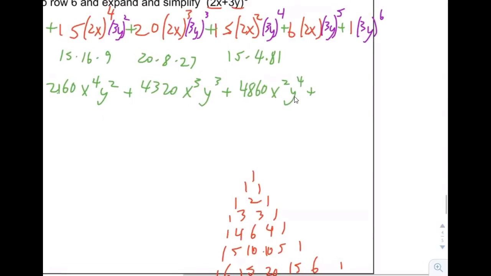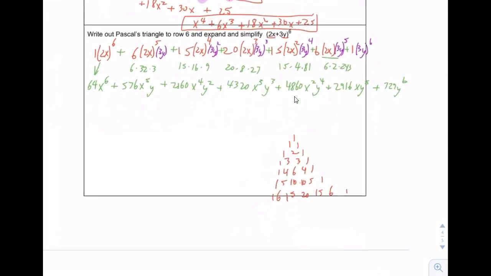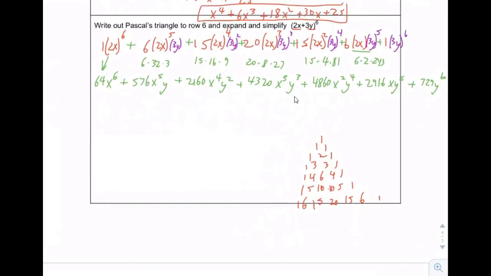Okay. And this term here, it's going to be 6 times 2 times 3 to the 5th. 3 to the 5th is 243. So 243 times 2 times 6 is 2916 x y to the 5th. Finally, plus 3 cubed, which is 243 times 3, 729 y to the 6th. Okay? And that's it.